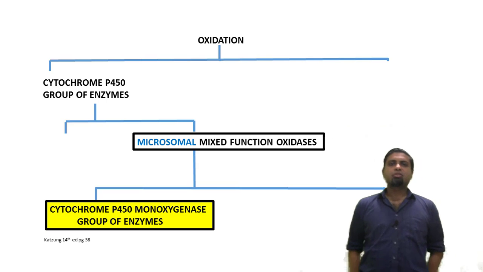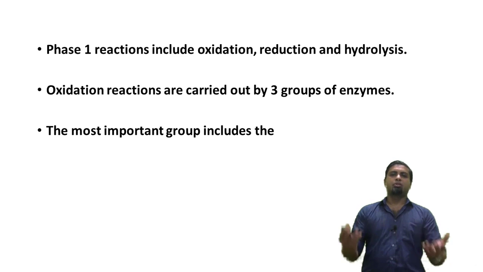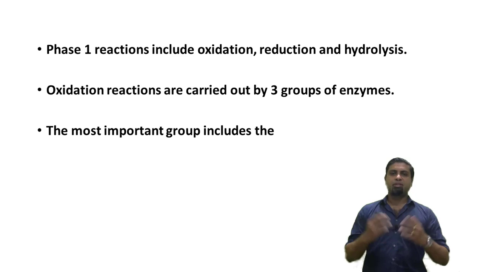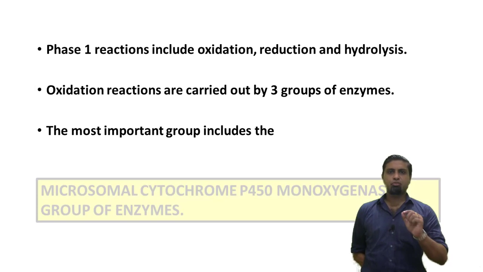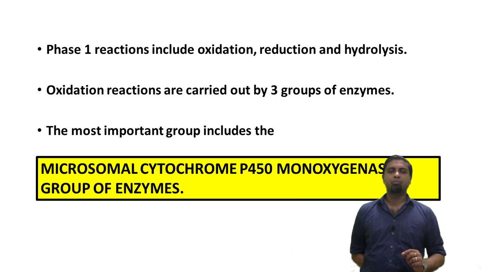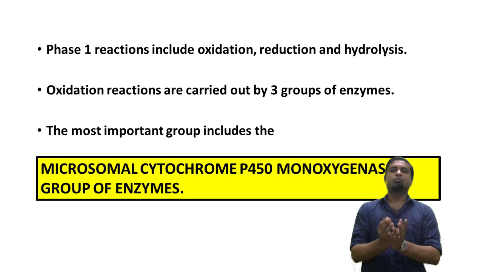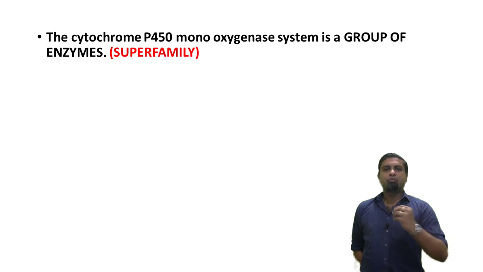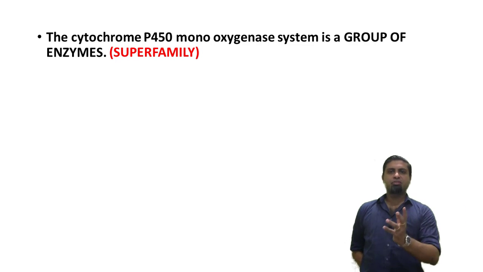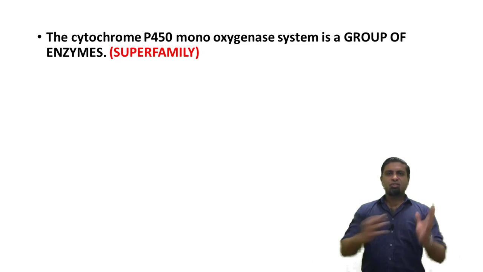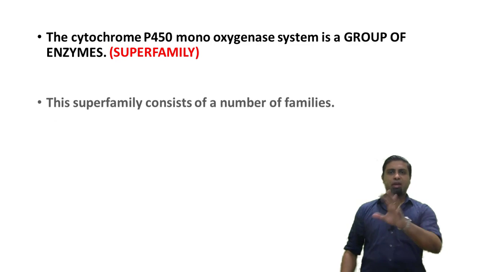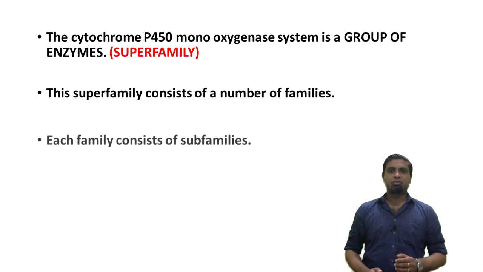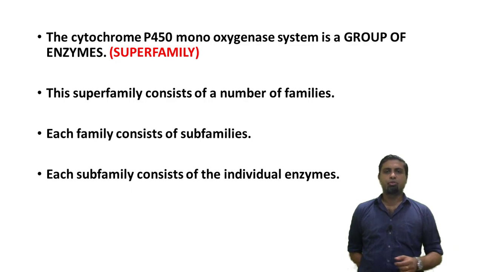So, the discussion boils down to this. Phase 1 reactions include oxidation, reduction, hydrolysis, and some other reactions which we are not mentioning. Oxidation reactions are carried out by three groups of enzymes, the most important of which is the microsomal cytochrome P450 monooxygenase group of enzymes. Now, large groups of enzymes are sometimes referred to as superfamilies. So, the cytochrome P450 monooxygenase system is a group of enzymes, or a superfamily. The enzymes in this superfamily may be grouped into various families. The enzymes in any given family can be grouped into subfamilies. And each subfamily consists of individual enzymes.